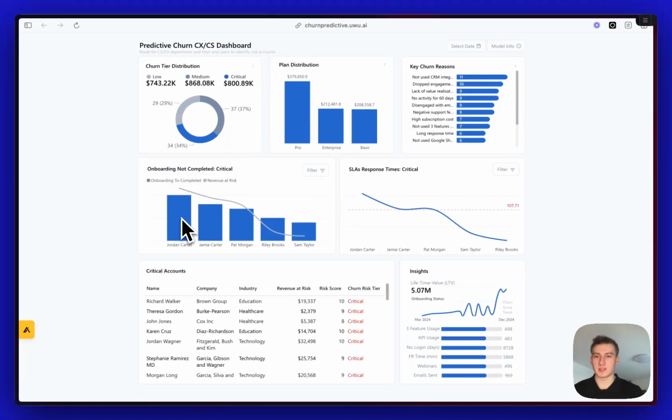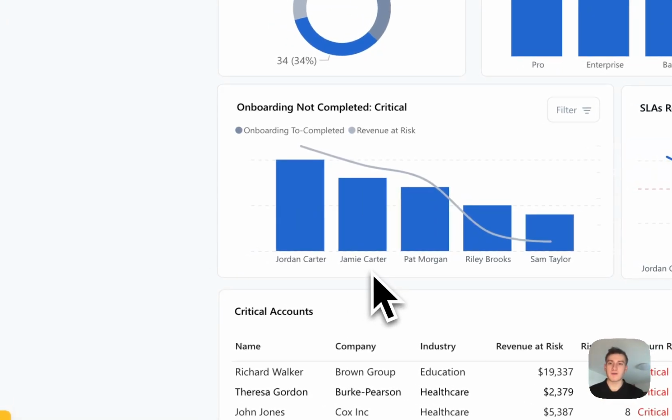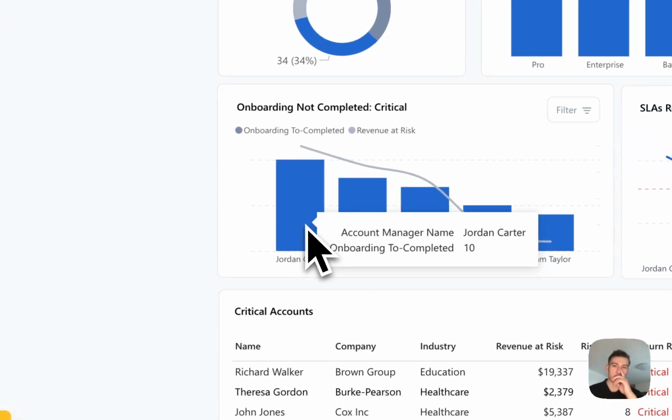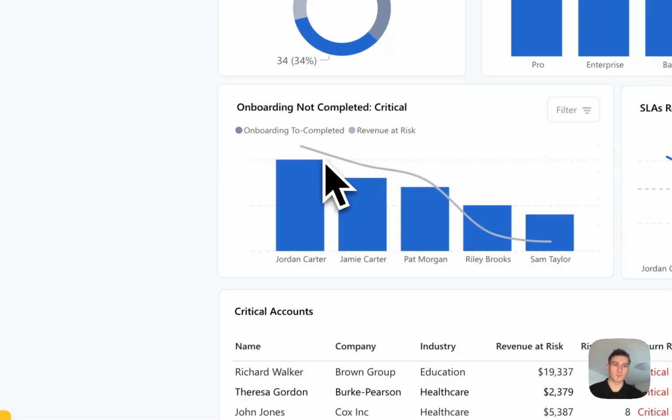And if we zoom in here, we are able to see the agents, like customer success experience agents, and under each one we are able to see how many onboardings they need to complete and what the revenue at risk is. This is very important for this specific company, because if they don't complete onboardings in under 7 to 10 days, we have figured out the account is around 45 to 60% more likely to churn in the next 90 days, right? And this is very critical information.